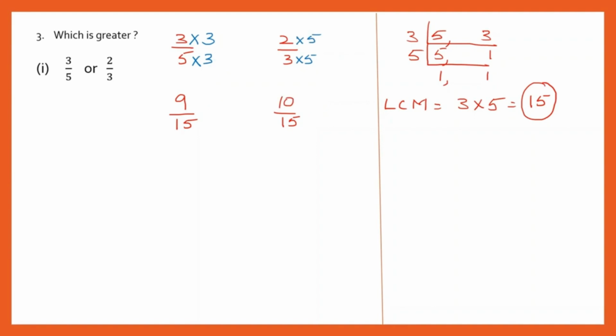Okay, now let's look at the two numerators, because now we have like fractions. So the greater numerator is the greater fraction. So 10 by 15 is the greater fraction, which is the second fraction here. It is the second fraction. So let's write our answer. 2 by 3 is greater.